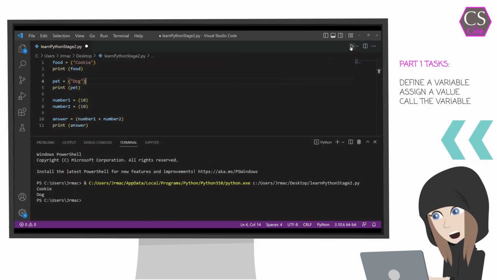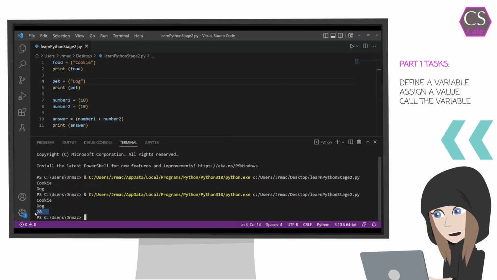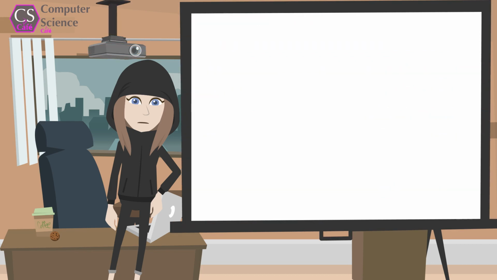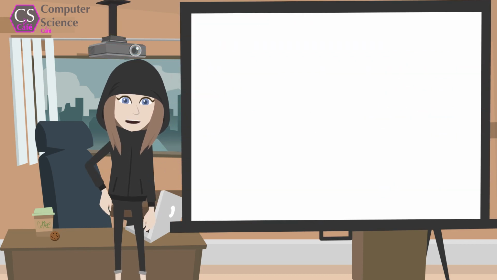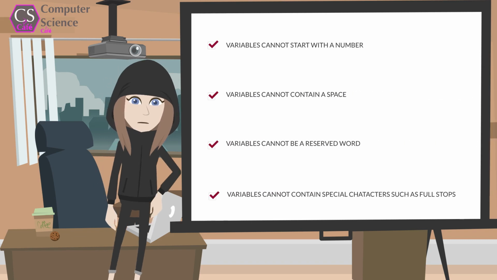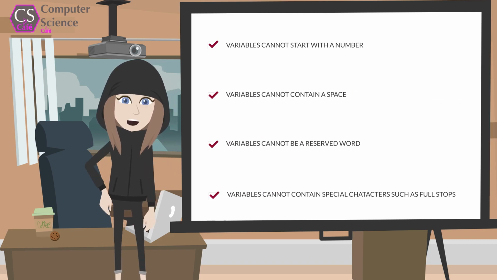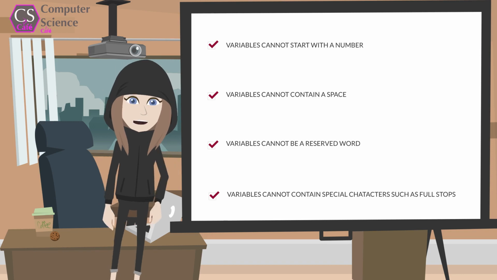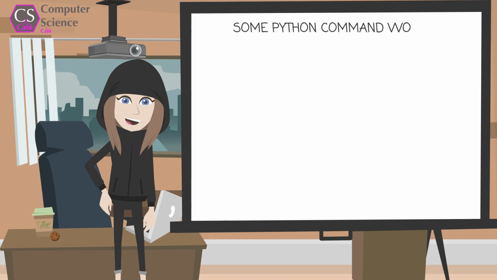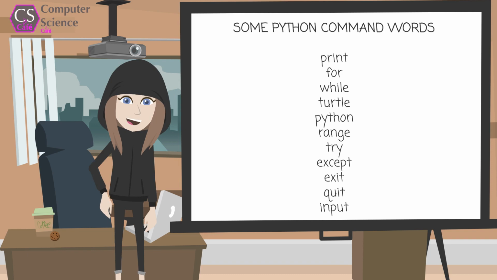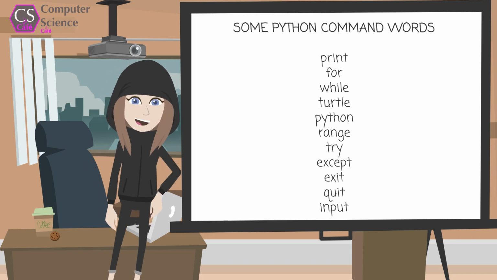Okay, before we move on, let's look at some rules of variable names. Looking at 4 basic rules of defining variables. They cannot start with a number, they cannot contain a space, you cannot use reserved words, and no special characters such as full stops. Let's look at some reserved words that cannot be used as variables. Python has many command words which you will get used to as you progress with programming. Here are some of the popular command words that you cannot use as variables.